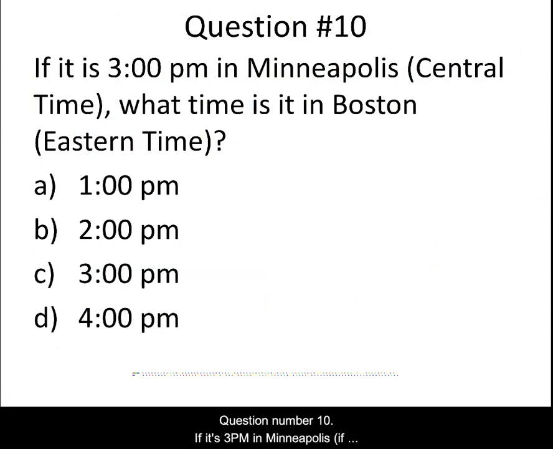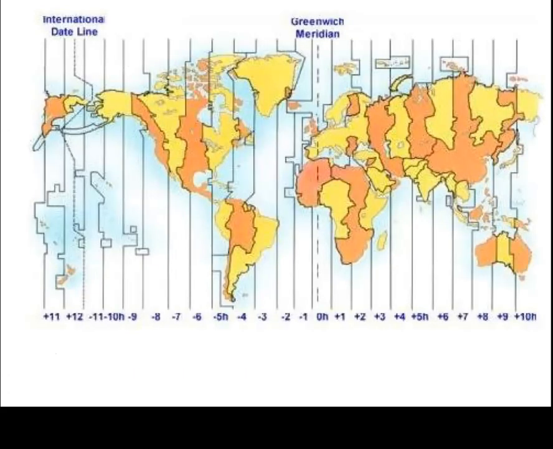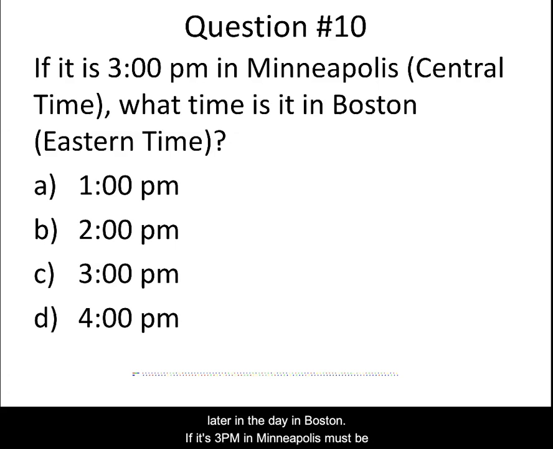Question number 10. If it's 3 o'clock in Minneapolis, if you go back to the previous slide, what time is it in Boston? Well, Minneapolis is in the -6 time zone, and Boston's in -5, so it's an hour later in the day in Boston. So if it's 3 in Minneapolis, it must be 4 in Boston on the East Coast.